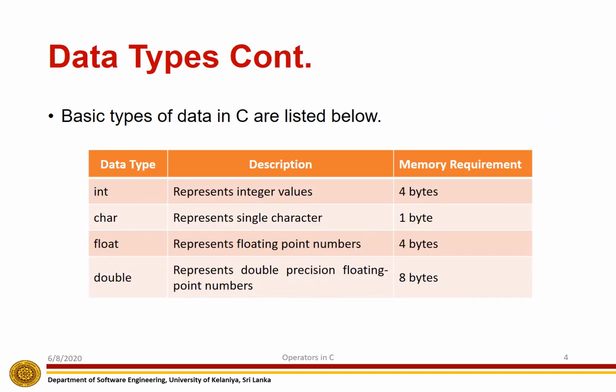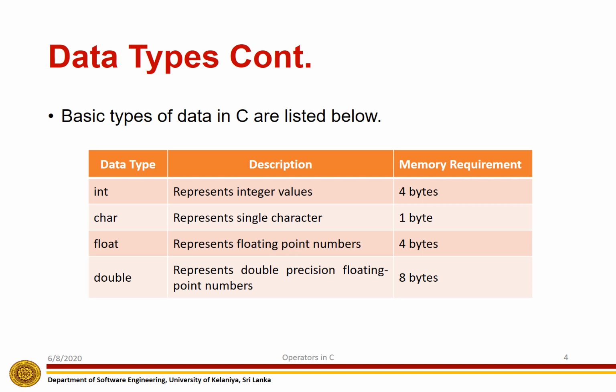Basically, there are 4 data types: int, char, float, and double. Int data type is to represent integer values. Integers are whole numbers that can have 0, positive and negative values, but no decimal values. For example, 0, -5, 10, 20 and so on. The size of int is usually 4 bytes. It means it is taking 32 bits from the computer memory.